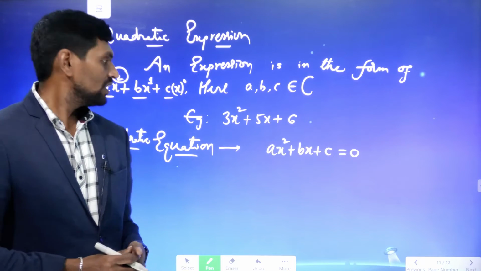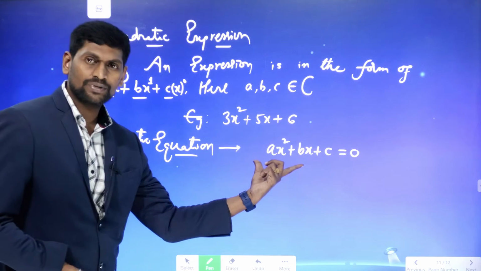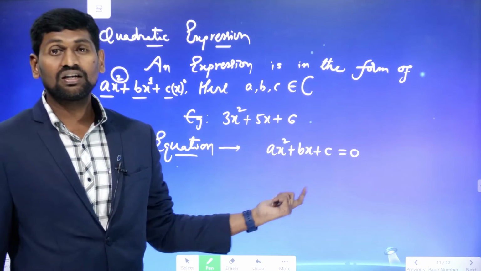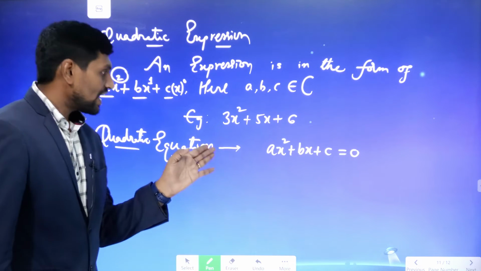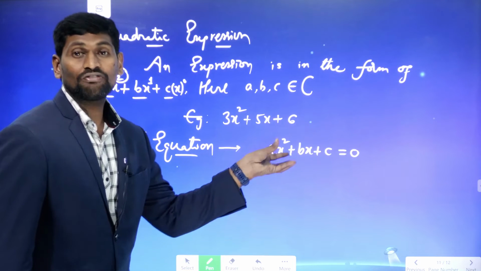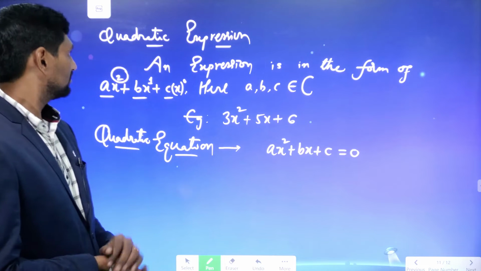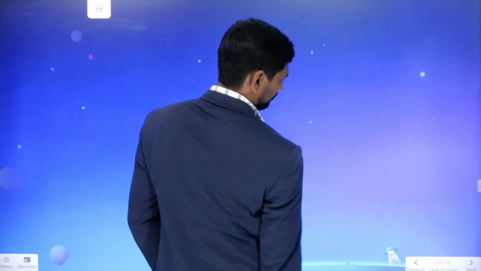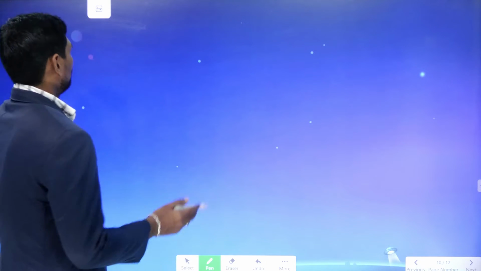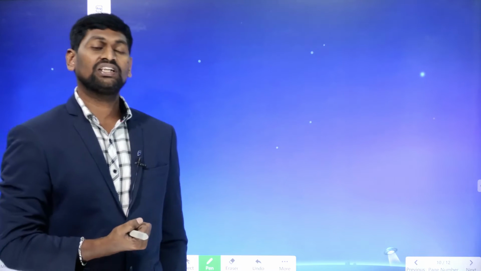If you want to write the definition: an equation in the form of ax square plus bx plus c is equal to 0 is called a quadratic equation, where a, b, c are complex numbers. Here in this equation they are coefficients. Okay, children? So until then, quadratic expression completed, quadratic equation also completed.